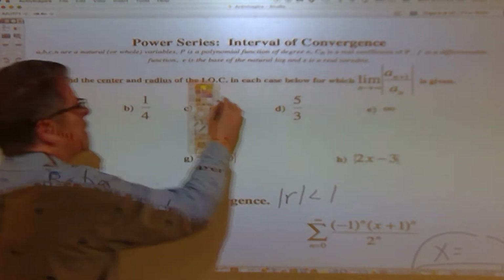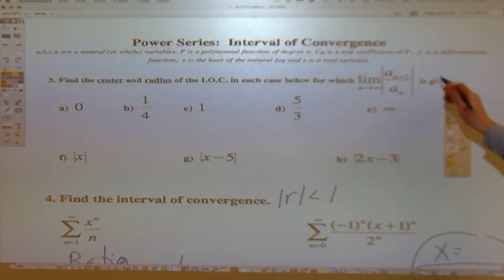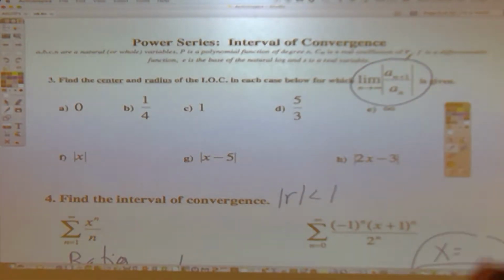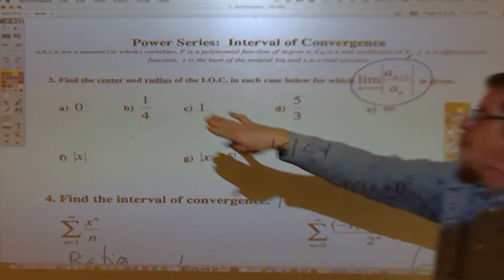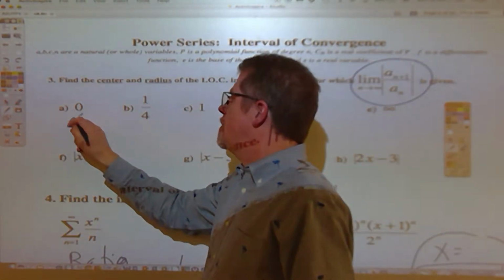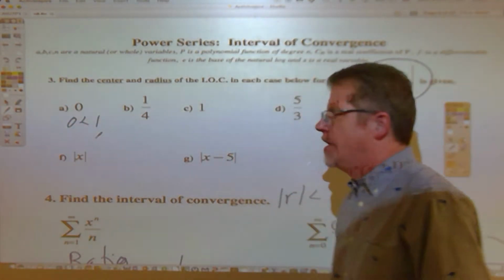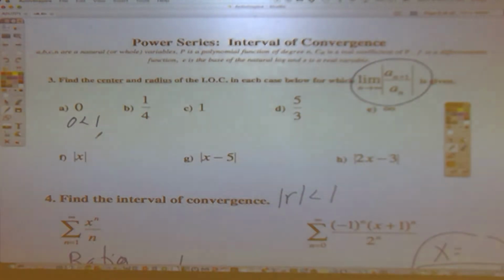All right, so let's take a look theoretically at some different values that you can get when you're using the ratio test, taking the limit as n approaches infinity of 2 consecutive terms. Find the center and radius of the interval of convergence. Well, if this limit comes out to 0, that's like what just happened. 0 less than 1 is true for all values of x. And so the interval of convergence was all real numbers.